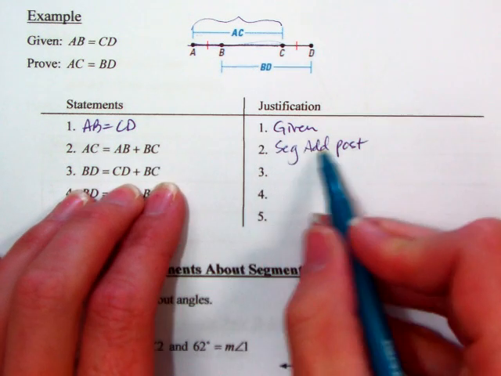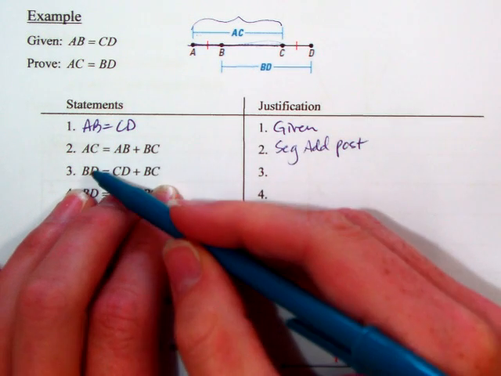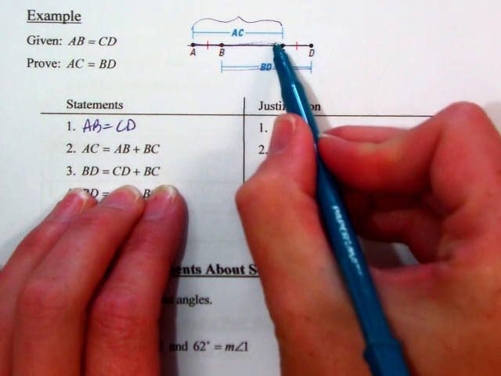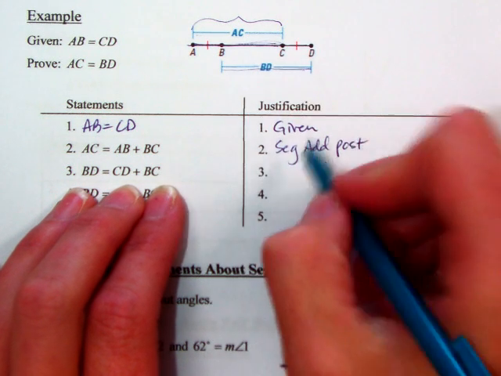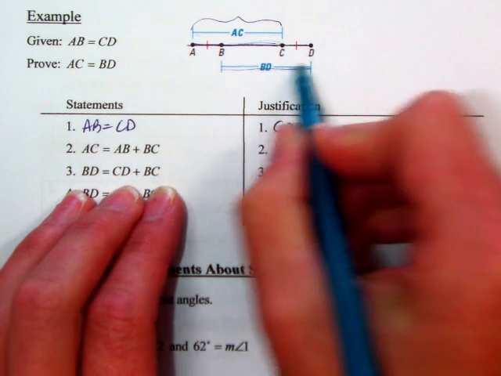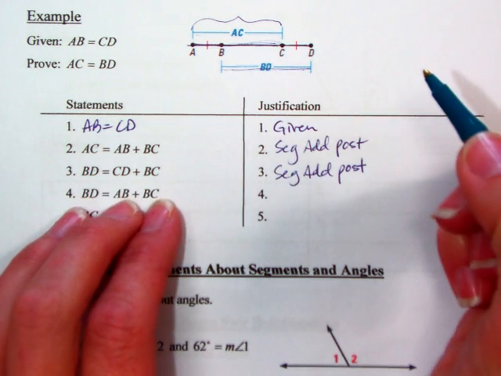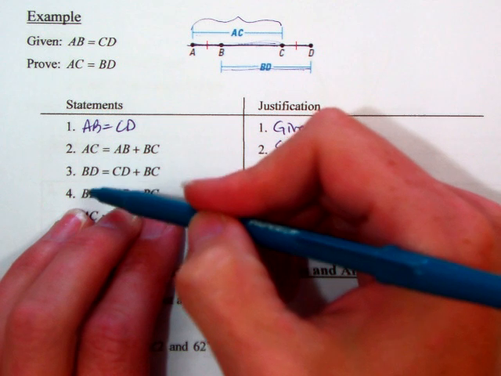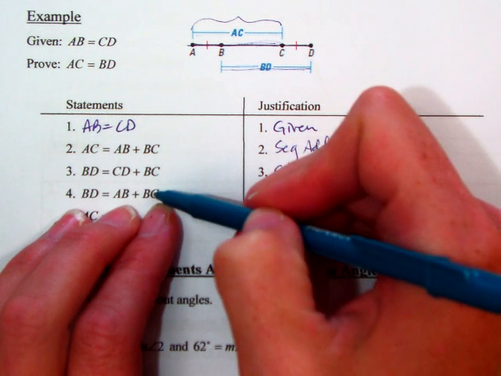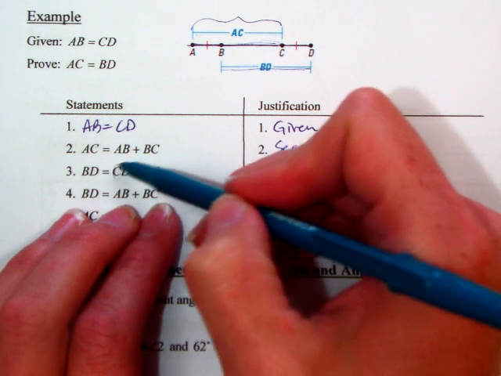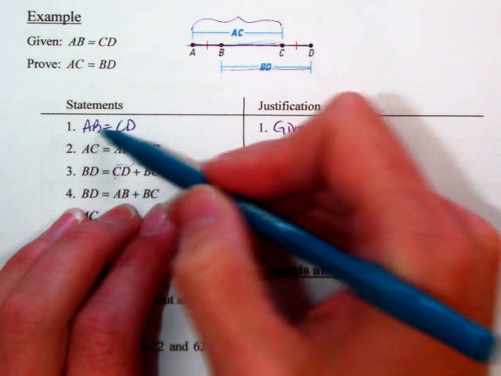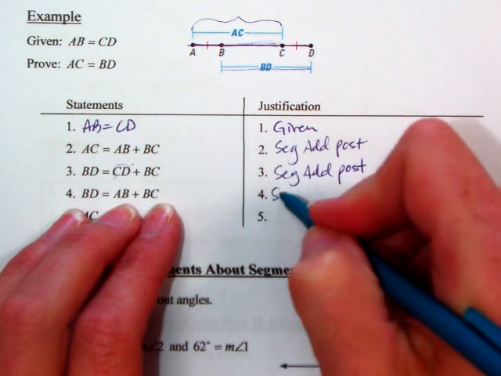That's segment addition. Next one, they did BD, this one, equals CD plus BC. Well, that's the same thing. They just are doing it the other way. So segment addition postulate. They're taking two things and breaking it up into its parts. BD, okay, they copied that. They kept the BC, but instead of CD, they took that out and put AB in its place. That's because they're equal to each other, so what they did was substitute.